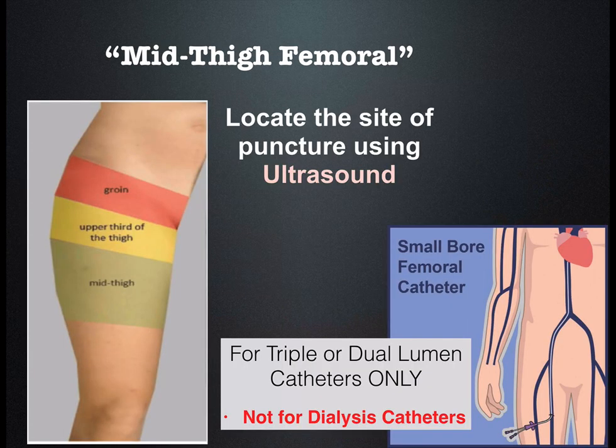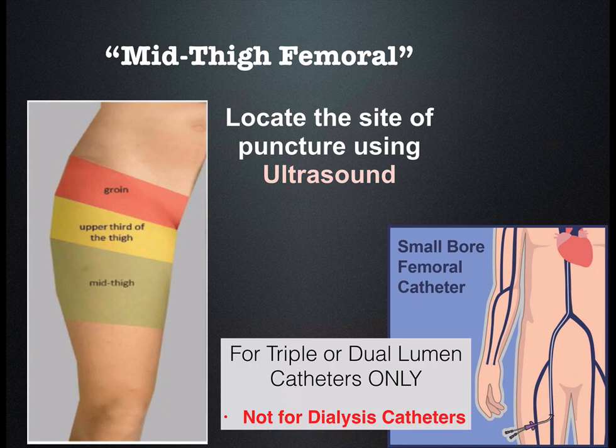So again, red, yellow, green. Red is up in the groin. We have to deal with feces and urine and other devices up there. So if we come down into the yellow, it's much easier to take care of. And if we come into the green, it's a lot easier to take care of.